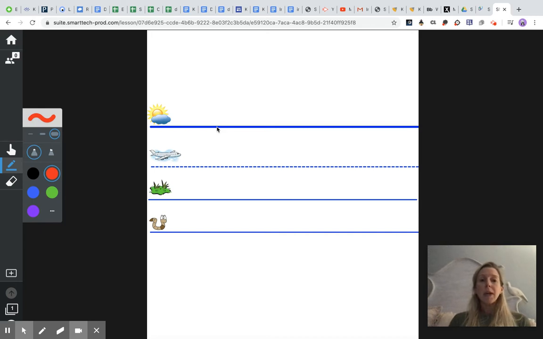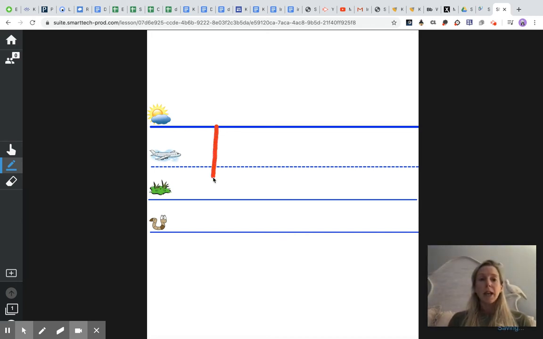Okay, so if we're making a lowercase b, we're going to start at the skyline, go down to the grass line, trace up to the sky plane line, and curve around to the grass line. If we're going to make a lowercase d, we're going to start at the plane line, go back, down and around, all the way back up to the skyline and down to the grass line.